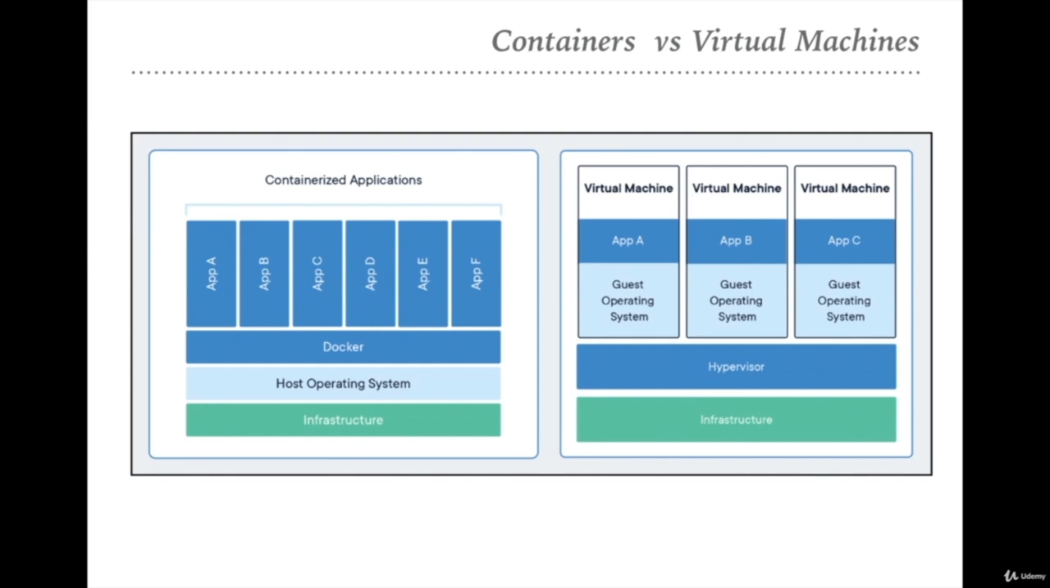This is not true in the case of Docker. Docker is just virtualizing the operating system. The rest, the memory allocation and resource consumption, will be allocated at runtime, right? So this is the difference between containers and virtual machines. Containers are much more optimized in terms of resource saving as compared to virtual machines.